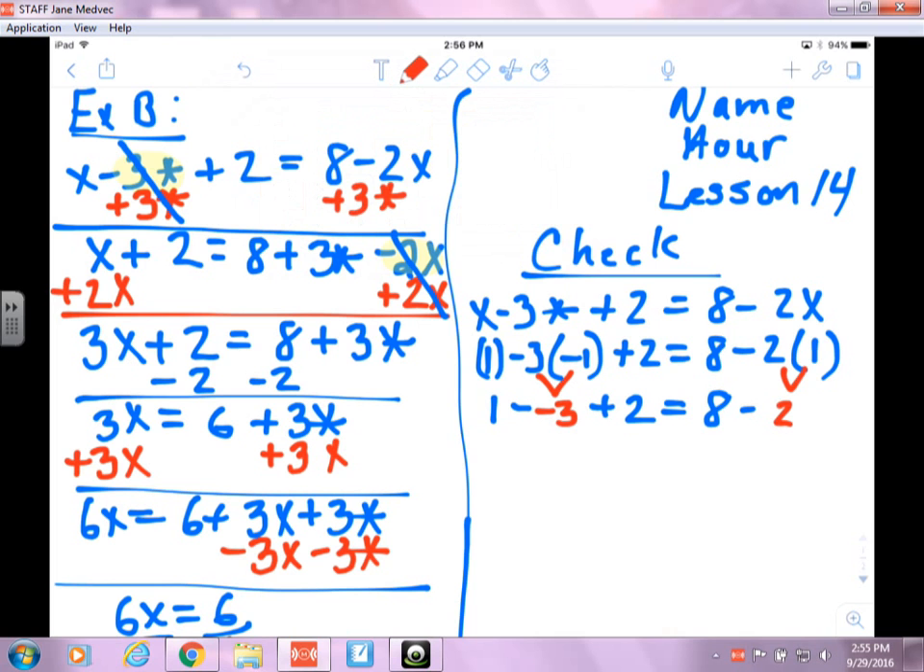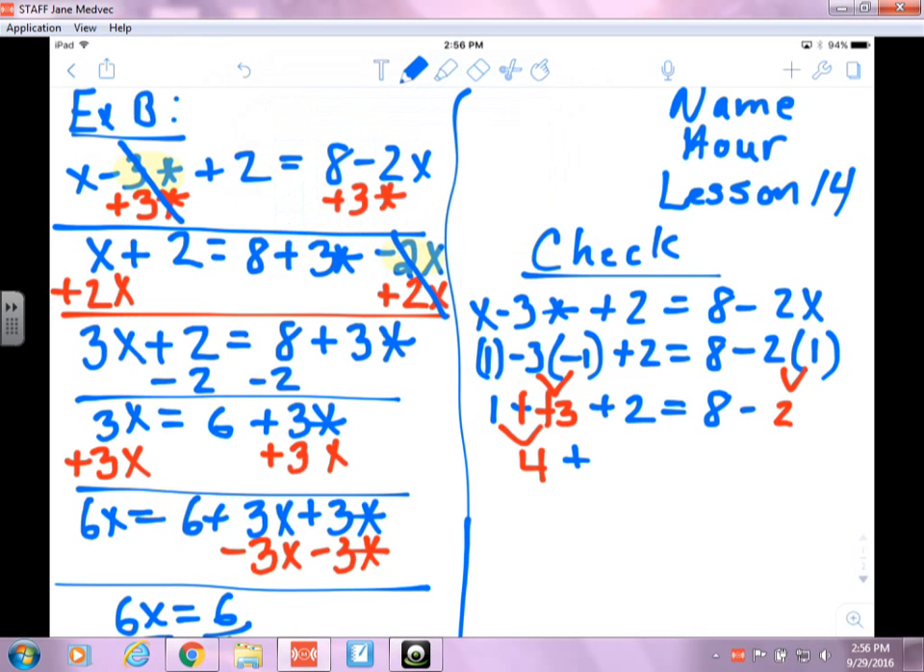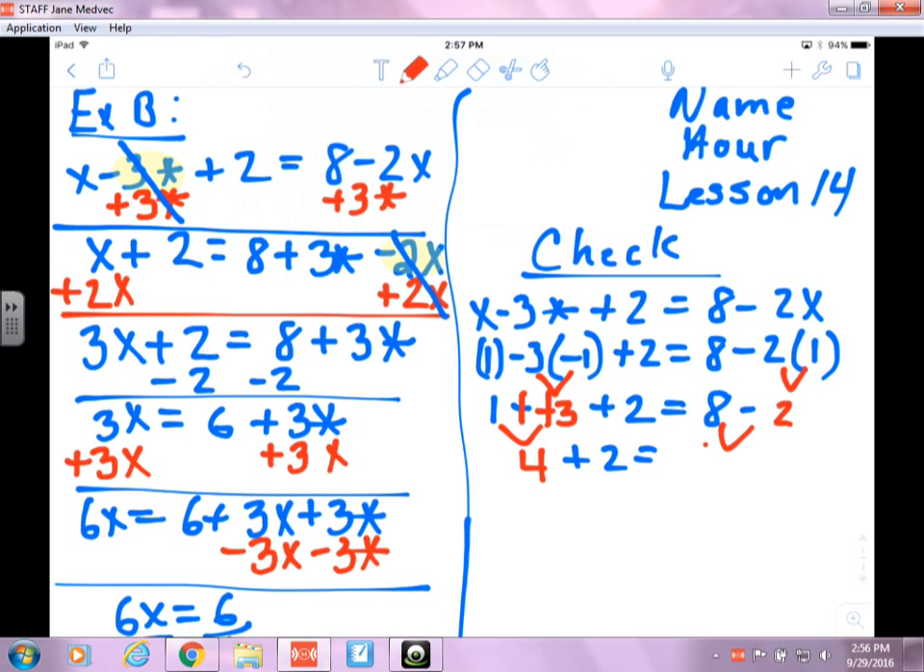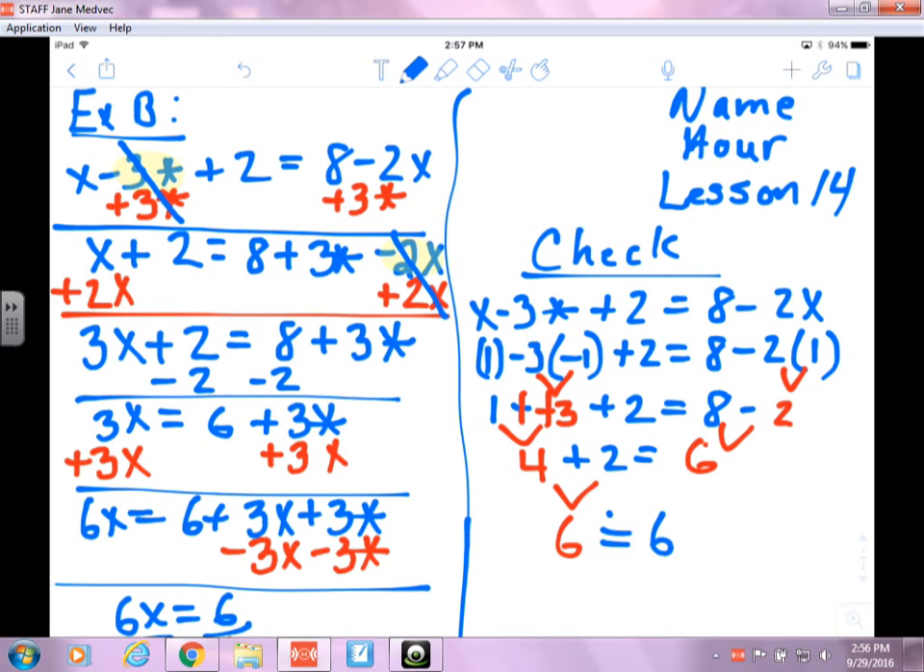Now, what do I do? Take 1 minus -3. What's a minus a negative? A positive. So remember, chop, chop, right? So 1 plus 3 is 4. Plus 2 equals 6. I'm going to color code it because I think it's a little bit easier. And then 6 equals 6. Let's check.